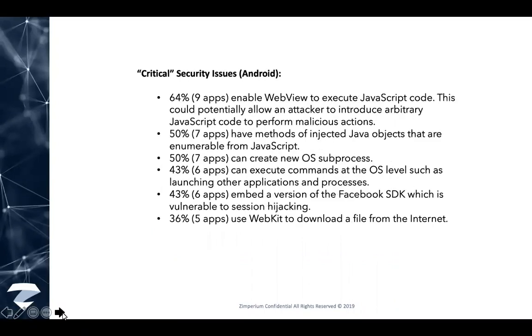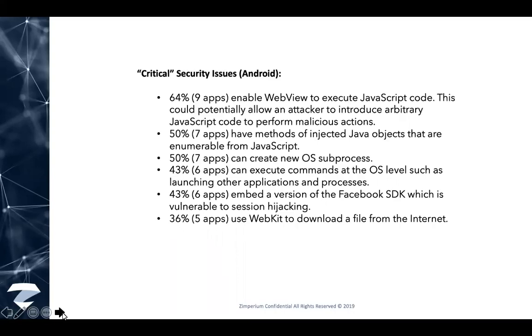On Android, I know you're thinking, wait, I thought he said that there were more critical issues on Android than there are on iOS. Why is there a shorter list? It's because it's on 2 pages, so you can actually read some of it as we go through this.